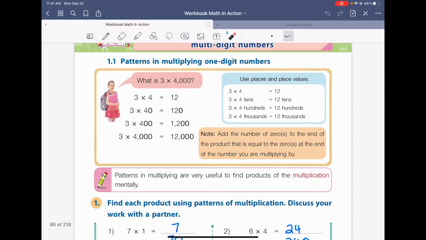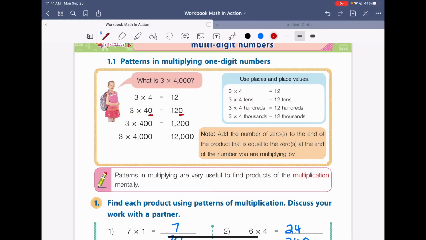However many zeros, add the number of zeros to the end of the product that is equal to the zeros at the end of the number you're multiplying by. 3 times 4, we know it's 12. 3 times 40, we do 3 times 4, and then we have 1 zero. We add it back.